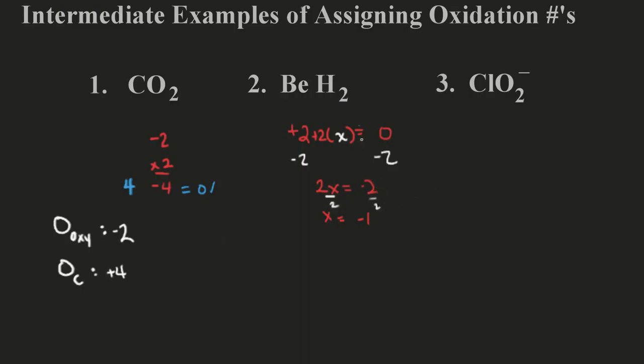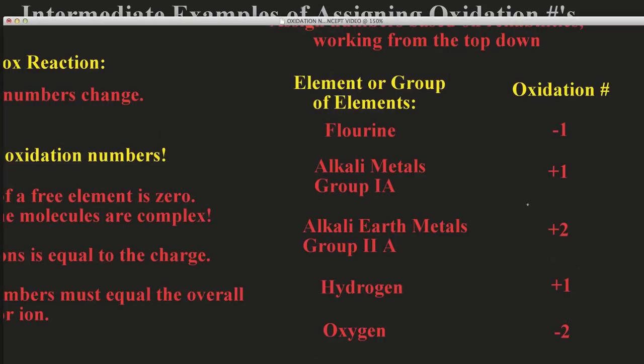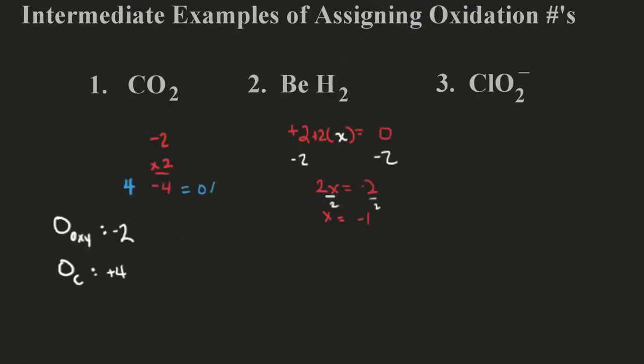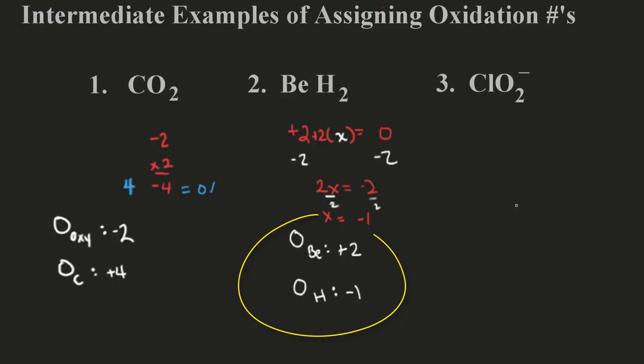What that told you is hydrogen, which normally we've been labeling a +1, has now become a -1. That's why I told you it's not necessarily going to be this charge that you see associated with these elements. So the oxidation number of beryllium is a +2, and that of hydrogen is a -1.